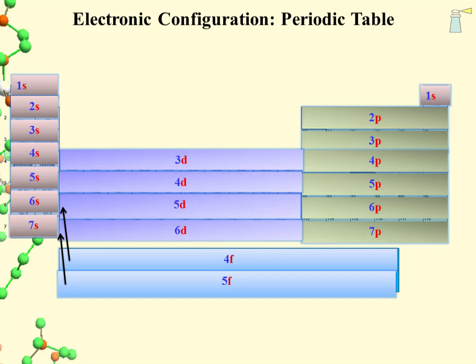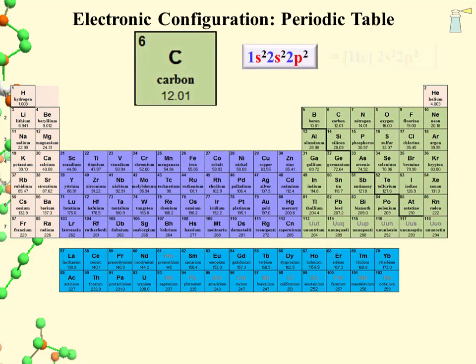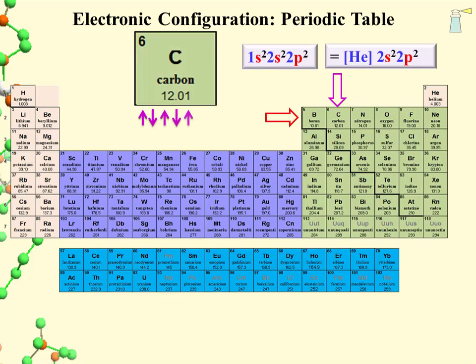To get the EC from the periodic table, the student needs to understand how to assign the orbital blocks to the table shown here. Once that is mastered, the rest is really just counting. Earlier we saw the EC of carbon as 1s2, 2s2, 2p2. The first step in getting this configuration from the table is locating the element and noting its atomic number, 6.